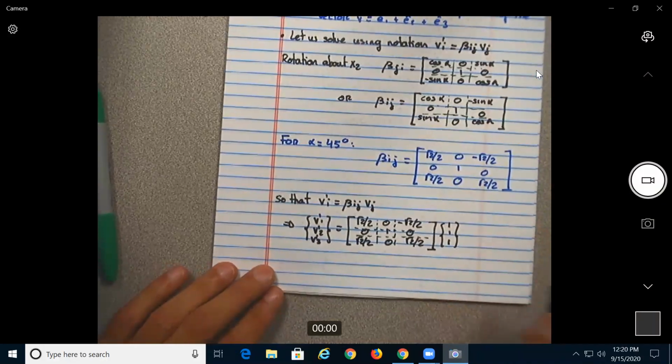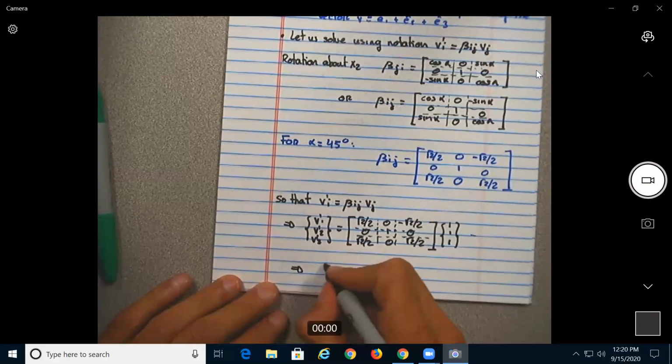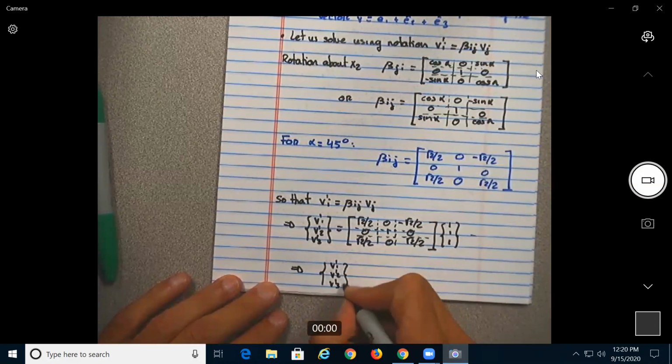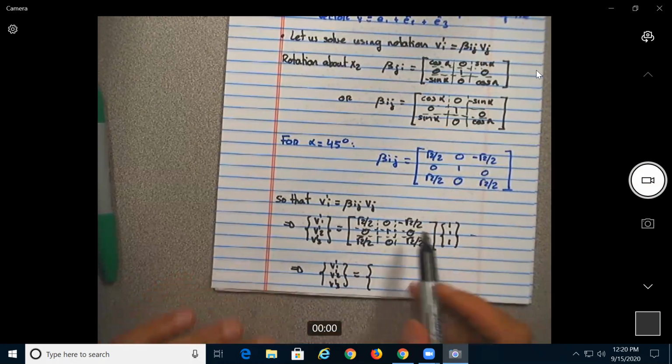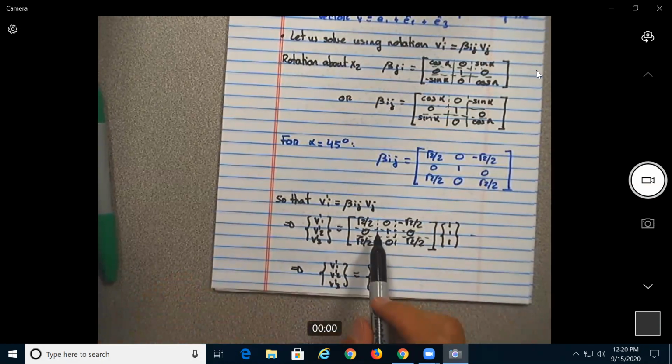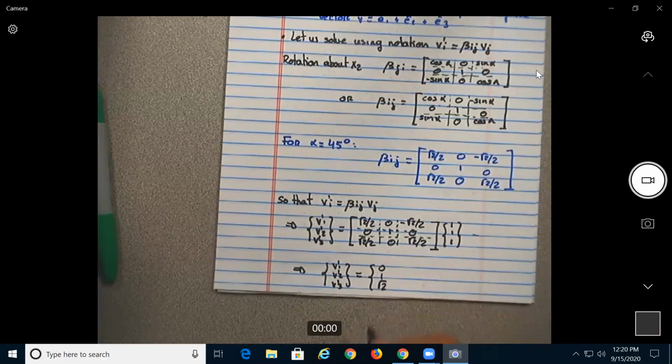So basically, this gives that v prime 1, v prime 2, v prime 3 will be equal to what? If we do the first one, what do you get? You will get square root of 2 times 1, 0 minus 1, no? Yeah? For the second one, what will you get? You will get 1. And for the last one, we'll get this one plus this one, so 1/2 plus 1/2, we'll get square root of 2. Okay?